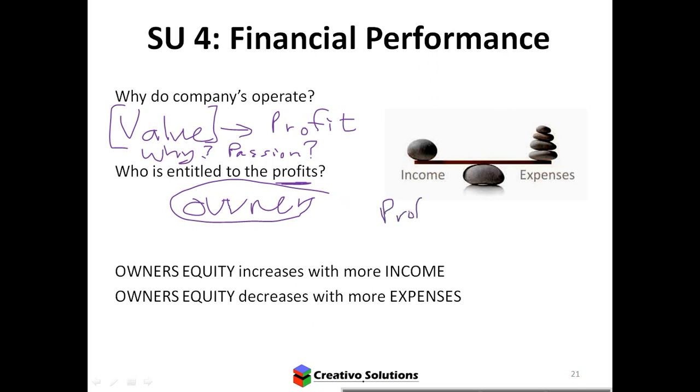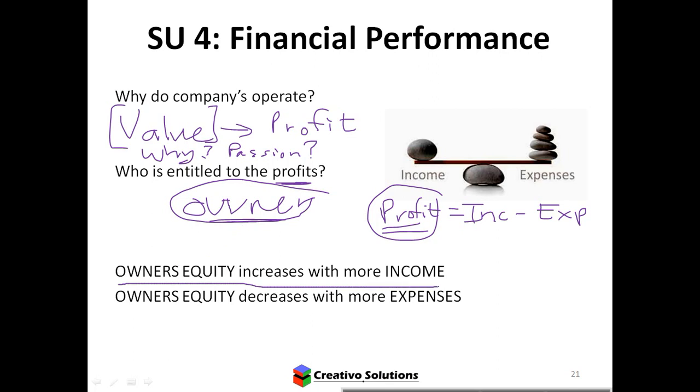Profit is income minus expenses. That's how you calculate profits. You take what you earn and you minus what you spend, what you're paying for. So profit is the difference between income and expenses. Who gets what's left over? The owner. So owner's equity will increase with more income.